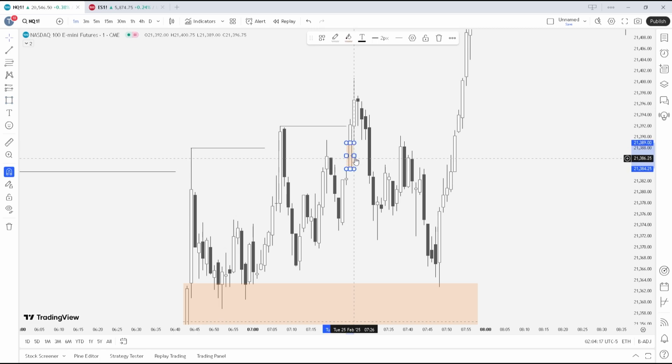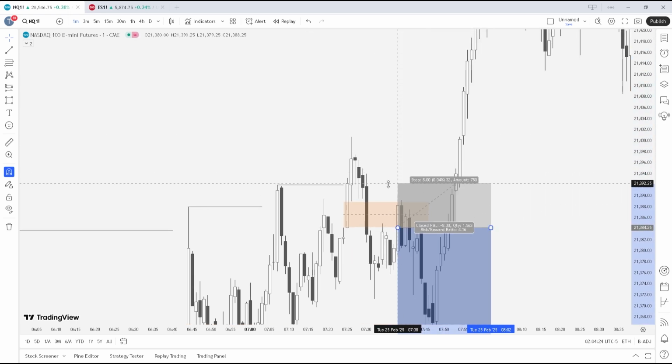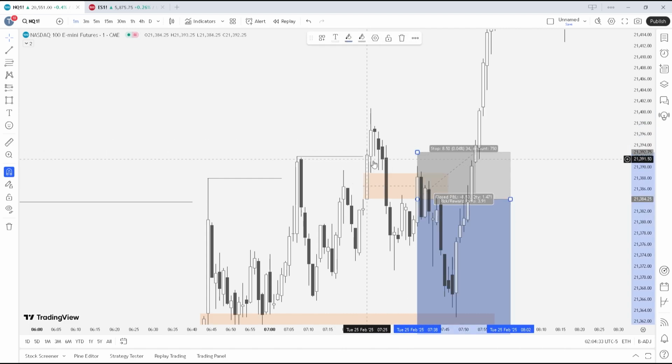So since we have this BPR, right, you could take an entry off of this with stop above. This would be your protected high. So you could put your stop above that, or I guess above the candle that made the BPR right here.